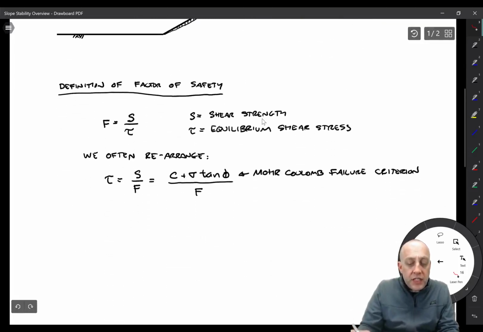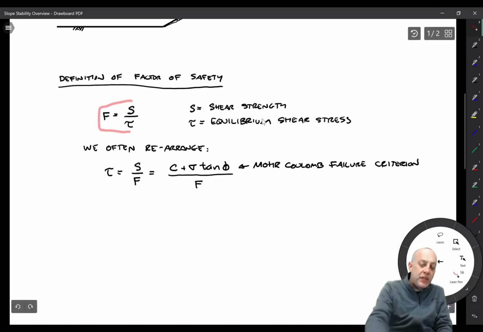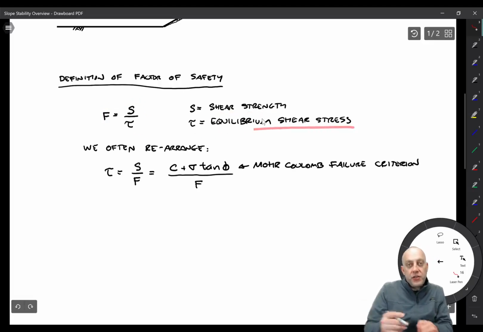Okay, let's move on to our definition of factor of safety. I think we all have a general idea of what the factor of safety means, but in slope stability it has a very specific definition that we need to follow. The factor of safety is equal to the shear strength divided by the equilibrium shear stress. So here S is shear strength, tau is equilibrium shear stress.